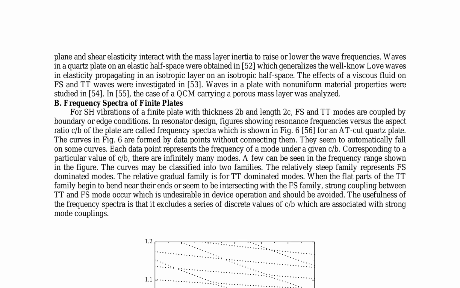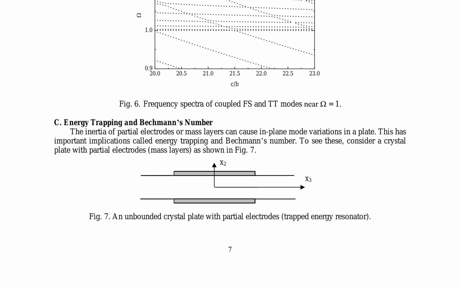In the context of quartz crystal microbalances, QCMs, and surface acoustic wave (SAW) devices, the interaction between flexural and shear elasticity with mass layer inertia plays a crucial role in determining wave frequencies. This interaction can either raise or lower these frequencies, as observed in studies on waves in a quartz plate on an elastic half-space, 52. The effects of a viscous fluid on flexural and thickness shear waves were also investigated, 53, while waves in a plate with non-uniform material properties were studied in 54. Moreover, the case of a QCM carrying a porous mass layer was analyzed in 55.